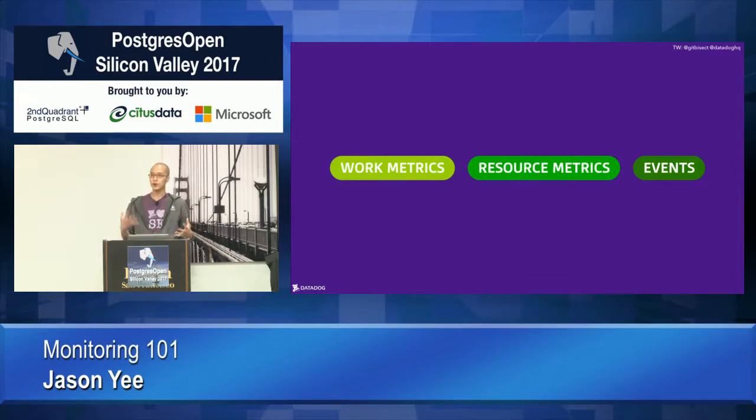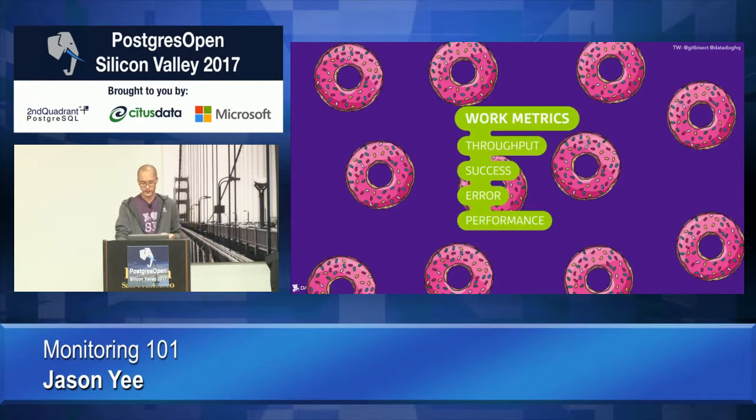So that's the 4 qualities of metrics that you really need. Let's think about how we should use our metrics. One way that we can think about that is really to group things into 2 types of metrics: work metrics and resource metrics. And then thinking of events as sort of a correlating factor.